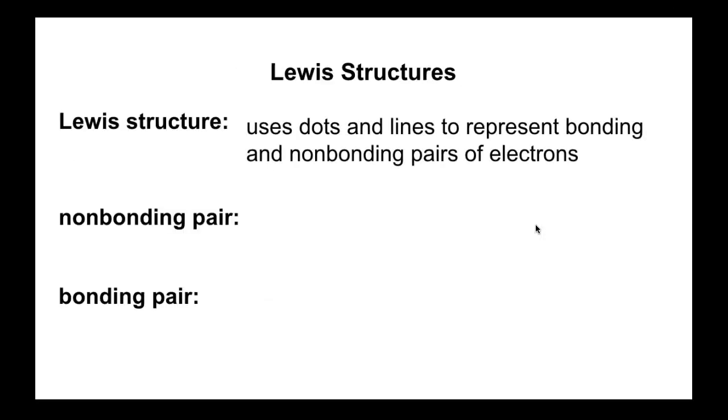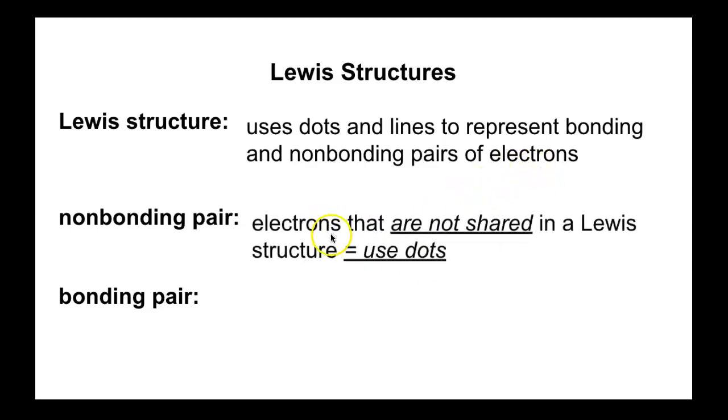Okay, so we're going to change our definition for a Lewis structure. Again, a Lewis structure is going to use dots and lines to represent bonding and non-bonding pairs of electrons. So we have to know what a non-bonding pair is. A non-bonding pair is electrons that are not shared in a Lewis structure. We use dots. Non-bonding pairs are the electrons that are not in between two atoms. They're not shared. They're going to be on the outsides of atoms, not in between two atoms. And we're going to use dots for those.